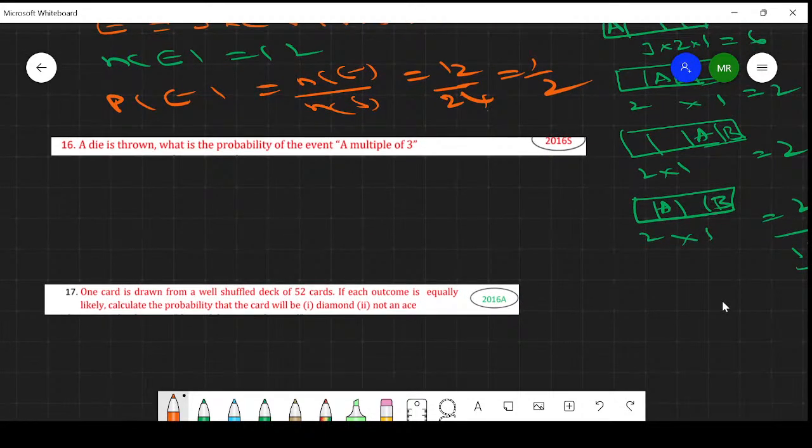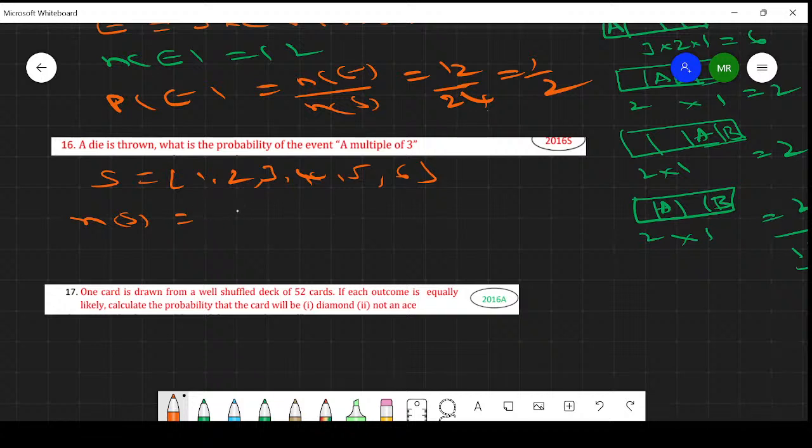Now a die is thrown. What is the probability of event, a multiple of 3? A die is thrown. What is the sample space? Die is thrown 1, 2, 3, 4, 5, 6. All possible outcomes, right? 1, 2, 3, 4, 5, 6. That means n of S is equal to 6.